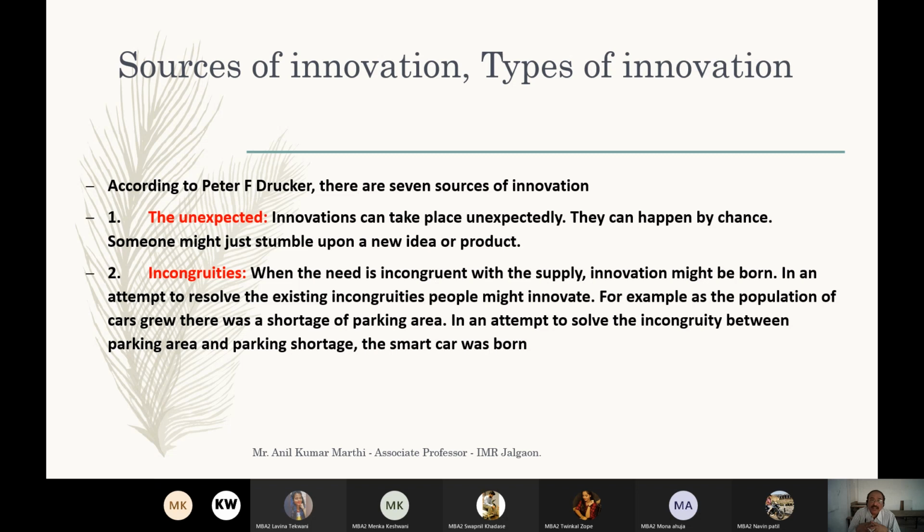The first one being the unexpected. Innovations can take place unexpectedly. They can happen by chance. Someone might just stumble upon a new idea or a product.